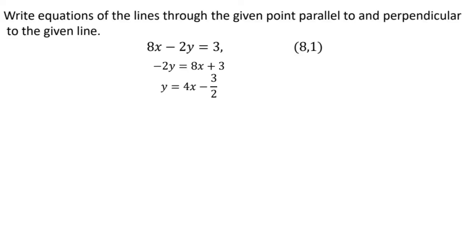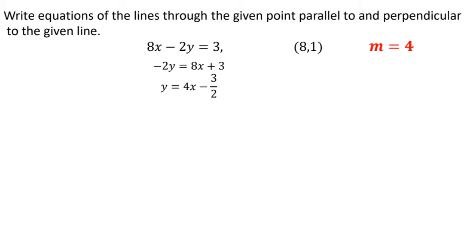Let's solve for y to get it in slope-intercept form. And when I do that, I get this: y is equal to 4x minus 3 halves. Now this negative 3 halves, again in slope-intercept form, is the y-intercept, but I'm not interested in that. All I'm interested in is the slope. So the slope of this given equation is 4. The slope is represented by m. m equals 4.